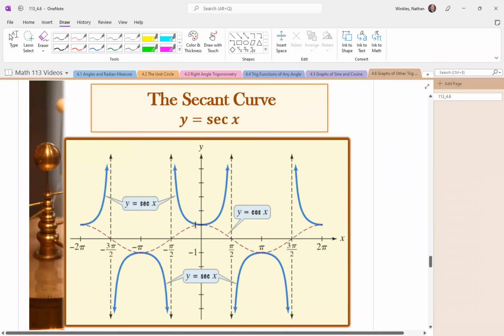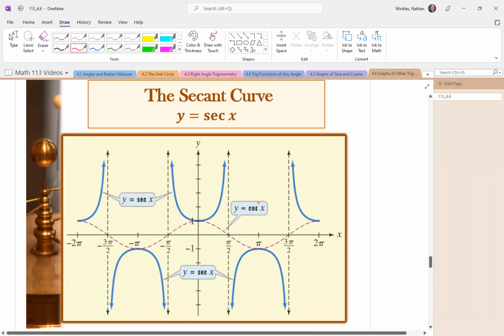We can also find the secant curve. So first, we're going to build out the cosine curve. This is going to look very similar to our curve here as well. So we would do the exact same thing. We're going to build cosine. Wherever cosine has a peak, secant has a trough. Wherever cosine has a trough, secant will have a peak.